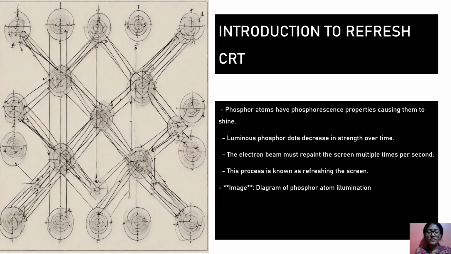The idea of refresh cathode ray tube is to use phosphor atoms, and they are making use of their property, that is to cause some shine when the electron beam is passed on it. The luminescence phosphorus dots decrease in strength over time. The electron beam must repaint the screen multiple times per second. This process is known as refreshing the screen.